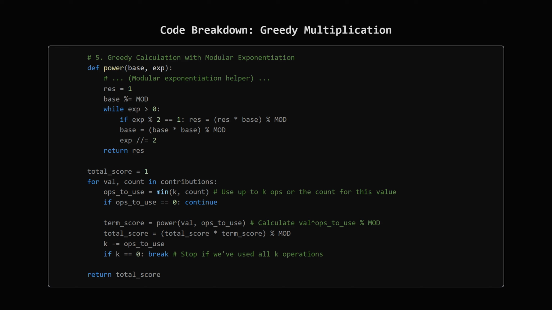Finally, we calculate the result. We start with a score of 1. We go through our sorted list of value-count pairs. For each pair, we figure out how many times we can use this value. It's the minimum of its calculated count and the remaining operations k we have left. We calculate value raised to the power of ops_to_use, making sure to use modular exponentiation, the power helper function, to handle large numbers and stay within the modulo. We multiply our total_score by this result, again using modulo. We decrease k by the number of operations we just used. If k reaches 0, we're done and can return the final score.